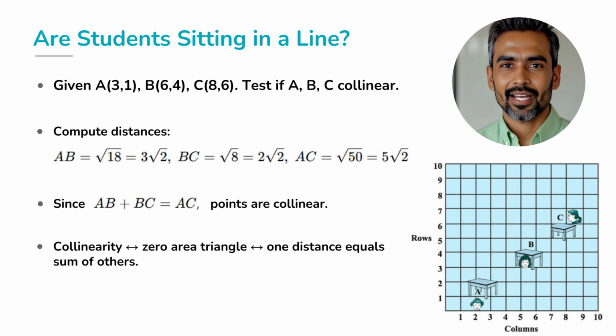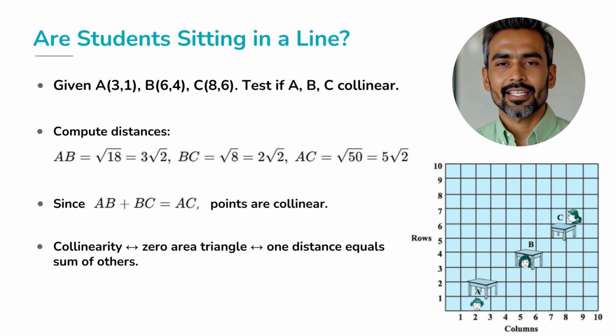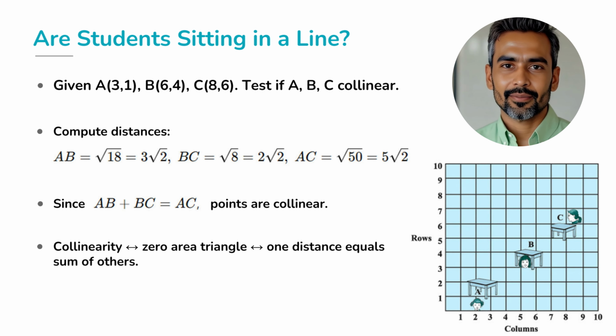Here's a relatable classroom example. Ashima sits at desk A with coordinates (3, 1). Bharti is at desk B with (6, 4). Kamila is at desk C with (8, 6). The question is, are they sitting in a straight line?